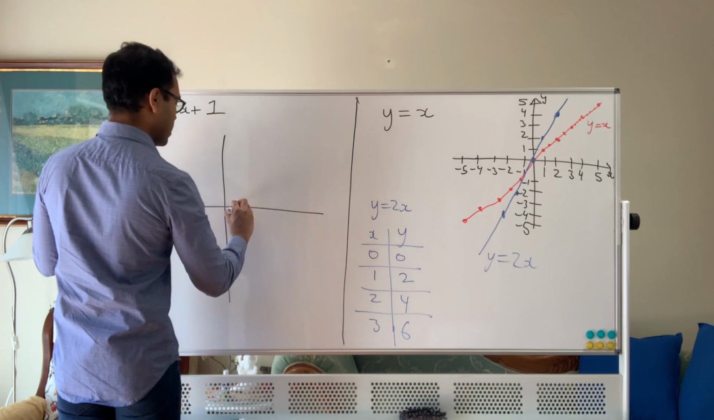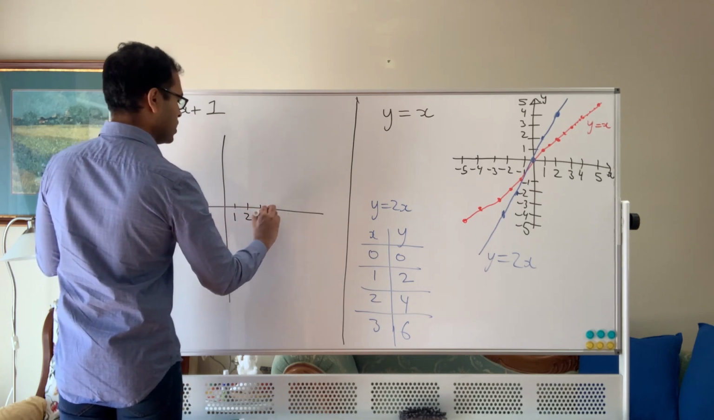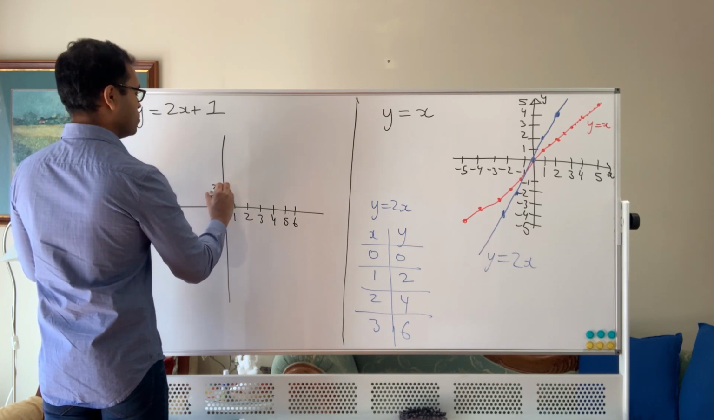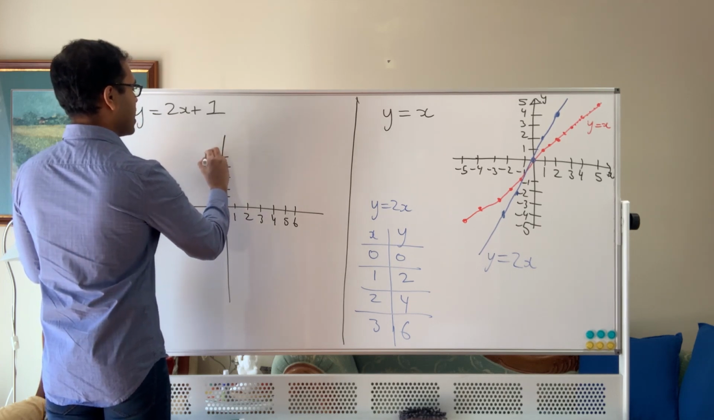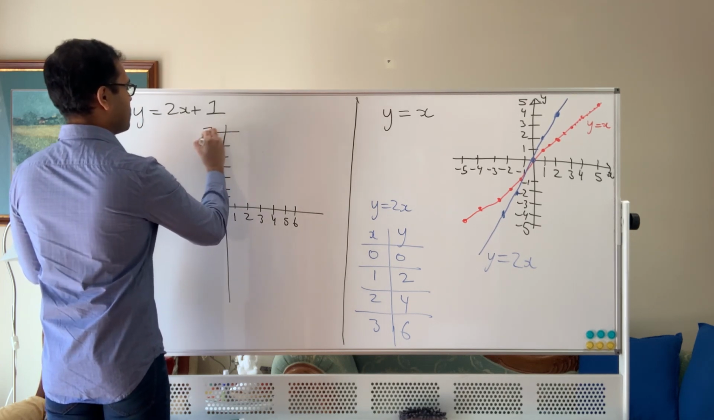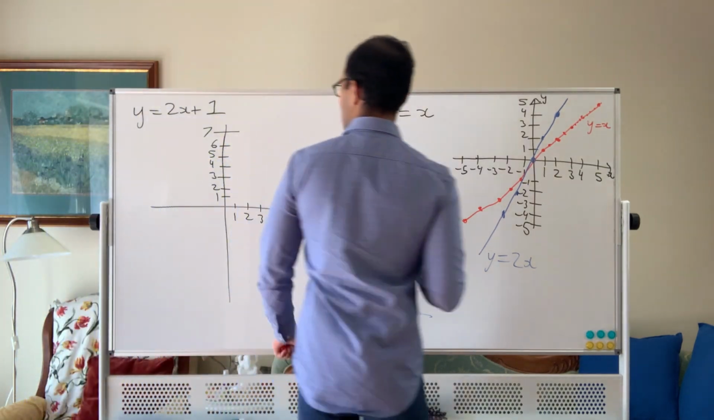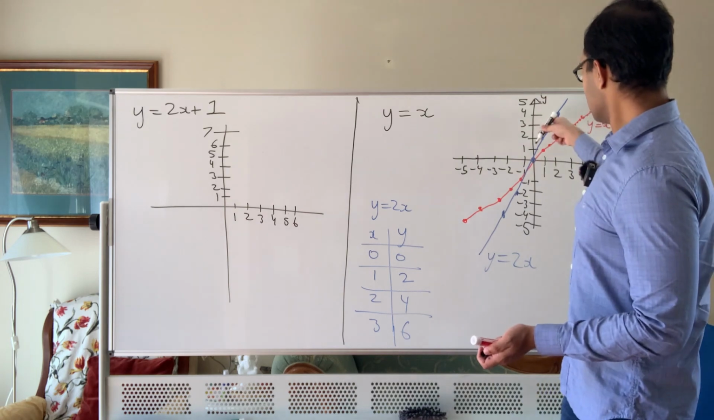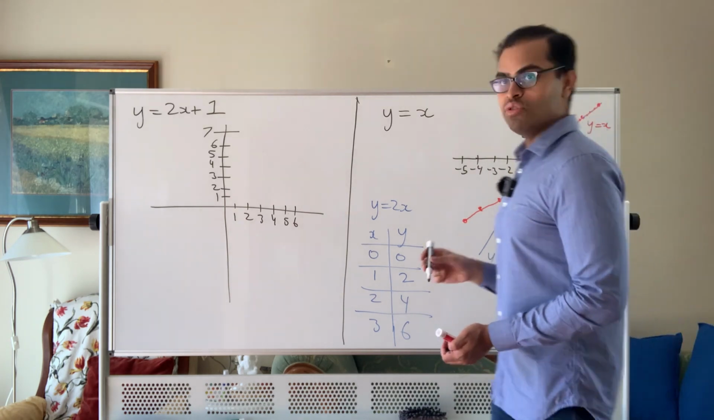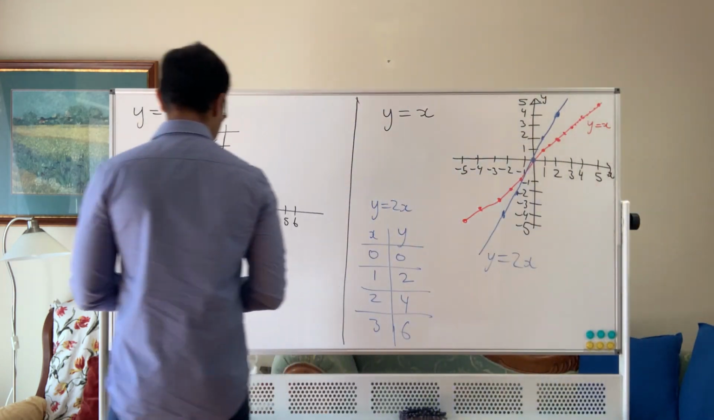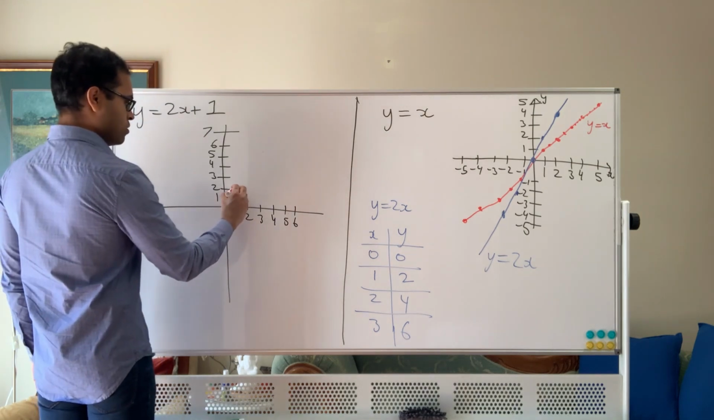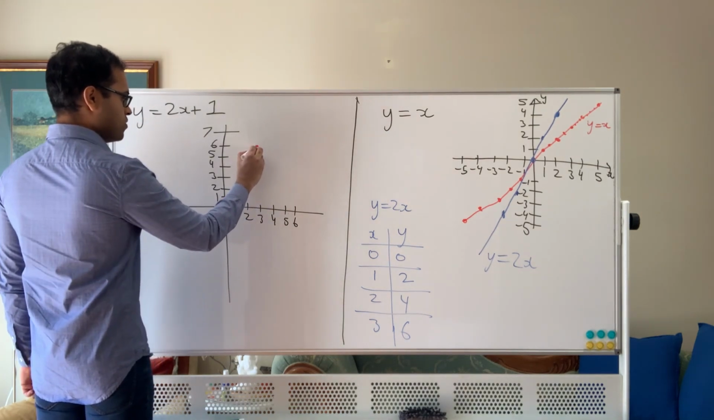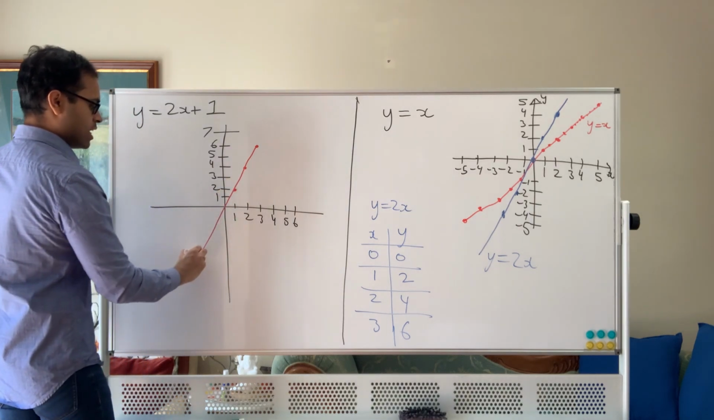So we can sort of say, okay, 1, 2, 3, 4, 5, 6, okay, and then you have 1, 2, 3, 4, 5, 6, let's put up to 7, okay? Now, what happens is we can graph the line y equals 2x first. We know that when x is 1, y is 2, when x is 2, y is 4. So you can keep graphing that. When x is 3, y is 6, etc.